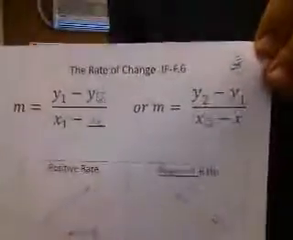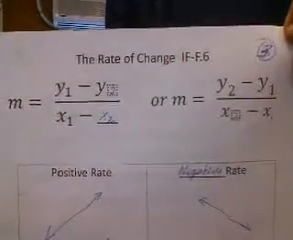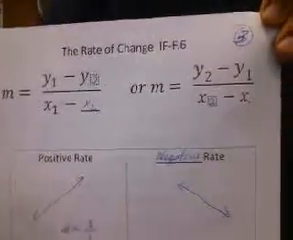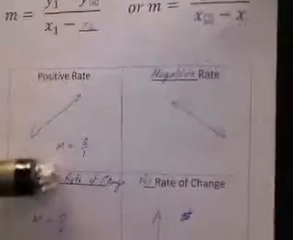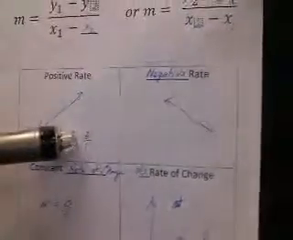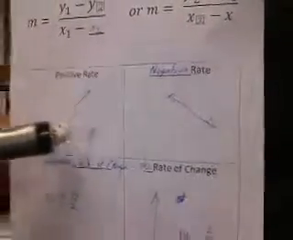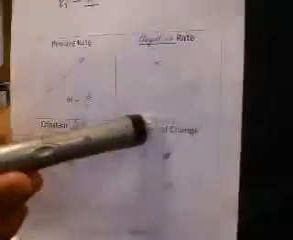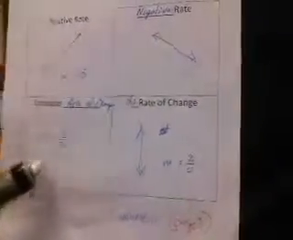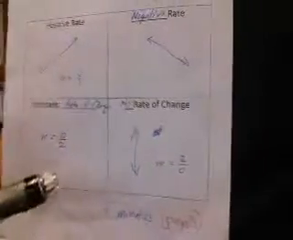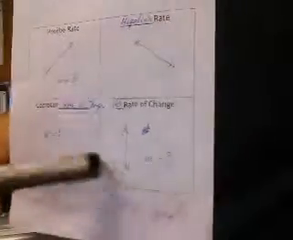The next part is guided notes. Okay, where we have the formula there. And as you can see, there are some boxes that you're going to be filling in. So positive rate, you fill in just an example. Negative rate, make sure they write the formula. Constant rate, they write the arrow. And rate of change. Okay, you'll see it on the PowerPoint.